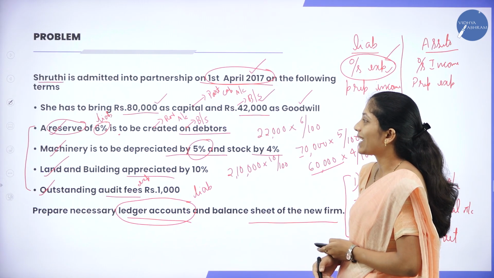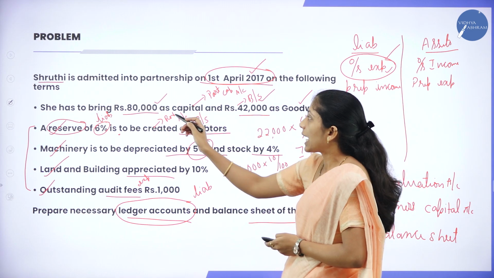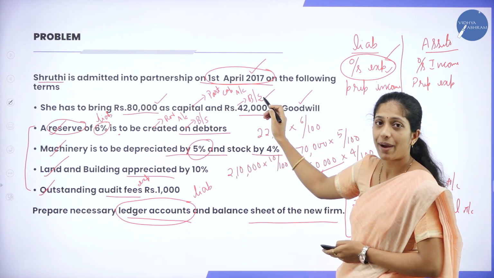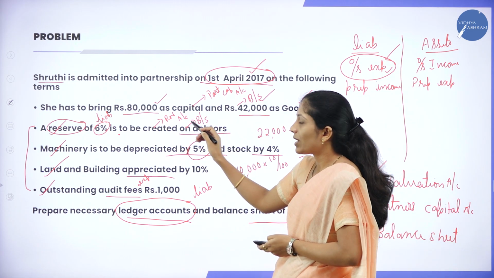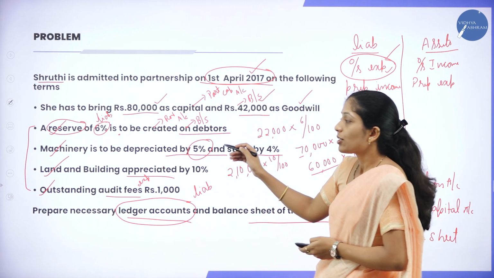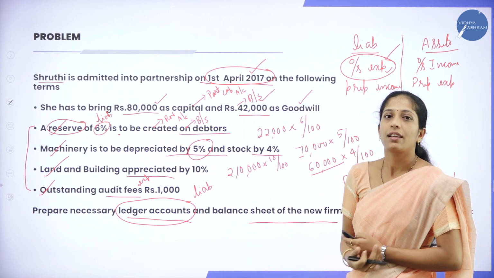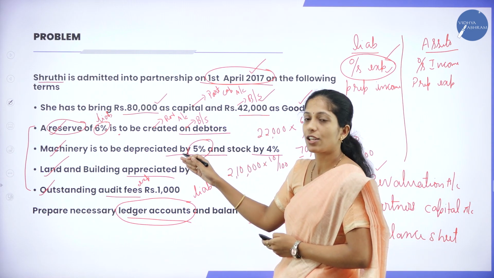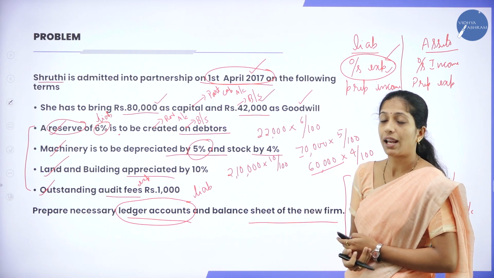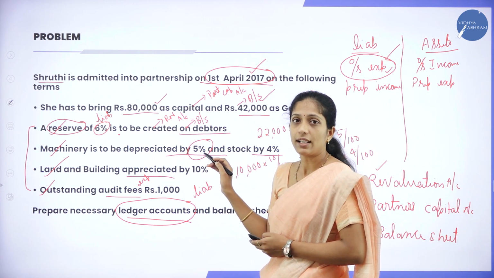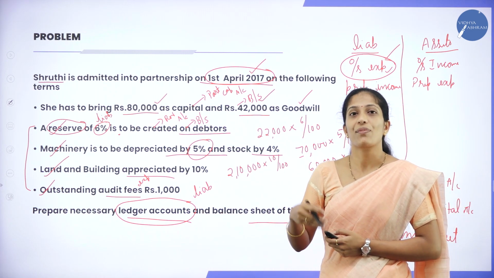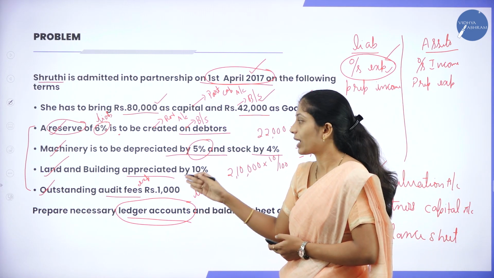Next, we shall see whether we have recorded all the items twice. Capital we have recorded in partners capital account and we have added to cash at bank in the balance sheet. And the reserve, once we have recorded in revaluation account, next we have deducted from debtors. Machinery, once we have recorded in the revaluation account, next we have deducted depreciation of machinery as well as stock. Land and building also, once we have recorded in revaluation account, next we have added in balance sheet. Outstanding audit fees we have recorded in revaluation account, but we have not recorded in the balance sheet. So we have to record in the balance sheet.